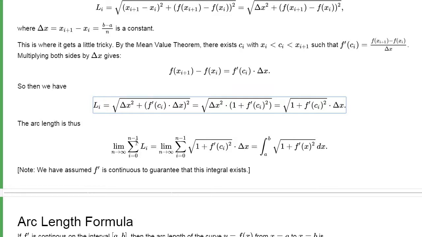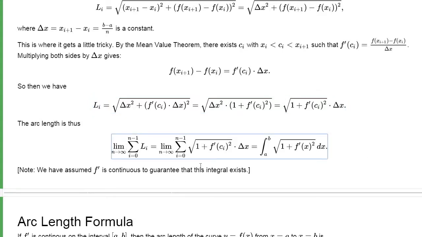As i goes from 0 to n minus 1, you add up all these L sub i's, and that gives you an approximation for the total arc length. You take the limit as n goes to infinity, so you get the actual arc length. And so L sub i is this, and this thing right here in the middle is the Riemann sum. It's a limit as n goes to infinity of a sum of n things where you have a function times delta x. That's the Riemann sum, and that means that limit is an integral from x equals a to x equals b. The delta x becomes our dx, and this c sub i becomes just x. So this is our arc length formula.